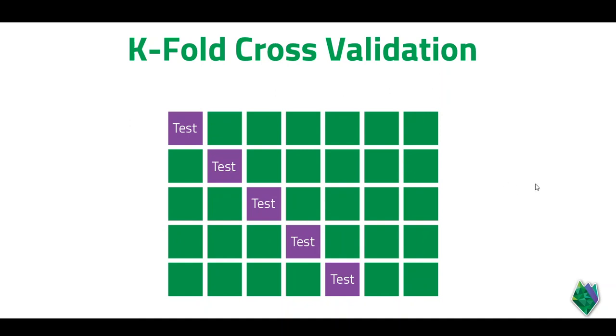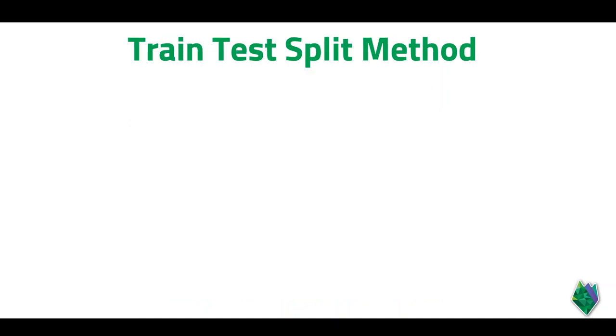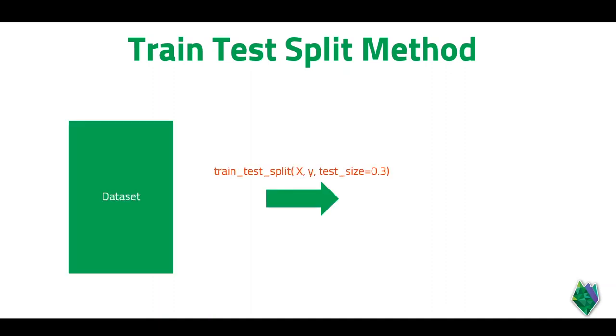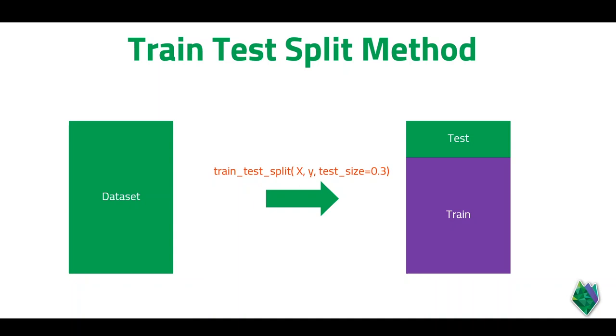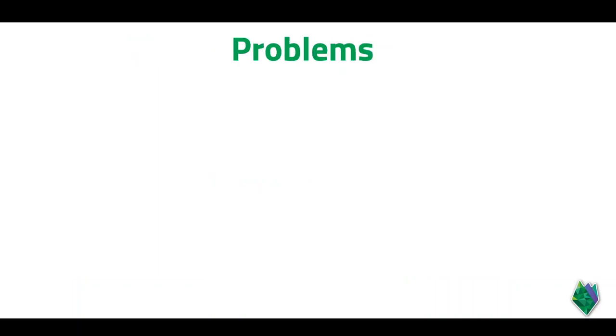Now, in our previous videos, we've been taking a look at the train test split method. The train test split method uses the data set and divides it into a training and testing set, where we specify some test size, such as in this example, 30%. It means that 30% of the data will be used for validating how well our model performed, and the other 70% of our data set will be used to train our model.